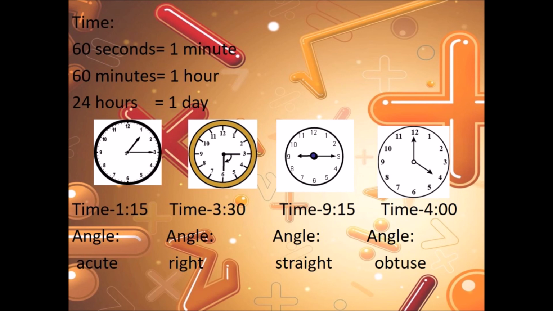And see the third one. What is the time now? Yes, 9 hours 15 minutes, that is 9:15. What is the angle between the hour hand and minute hand? Yes, it looks straight. So the angle is a straight angle. Very good. See the last one. What is the time now? 4 o'clock. What is the angle between the minute hand and hour hand? What type of angle is it? Yes, it is an obtuse angle.